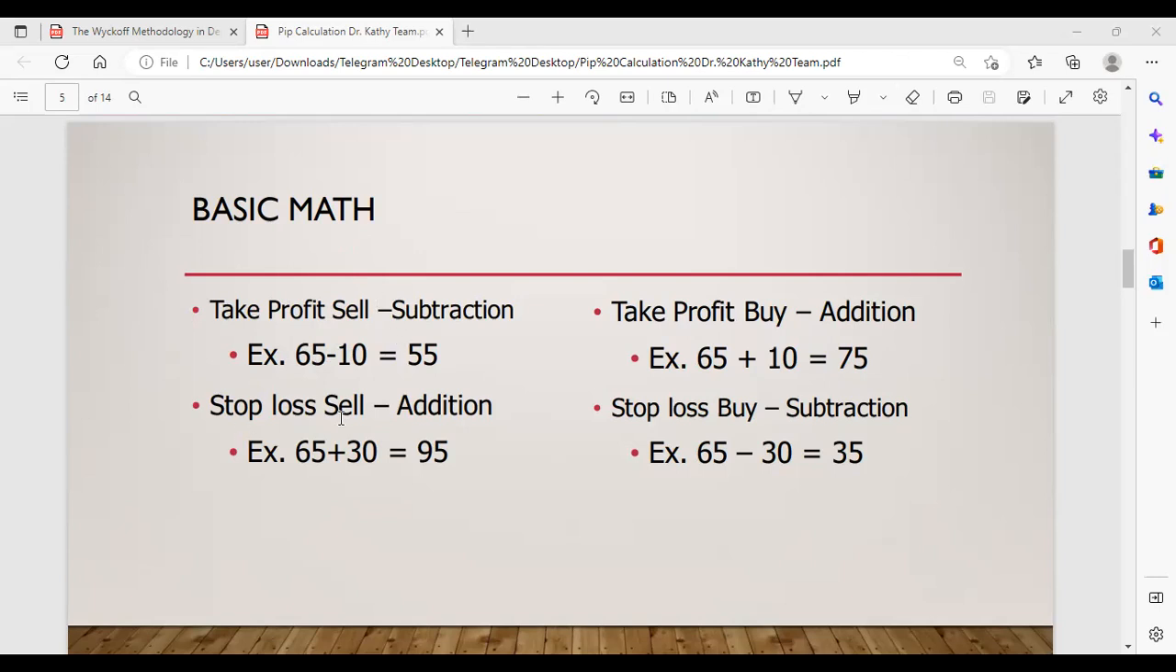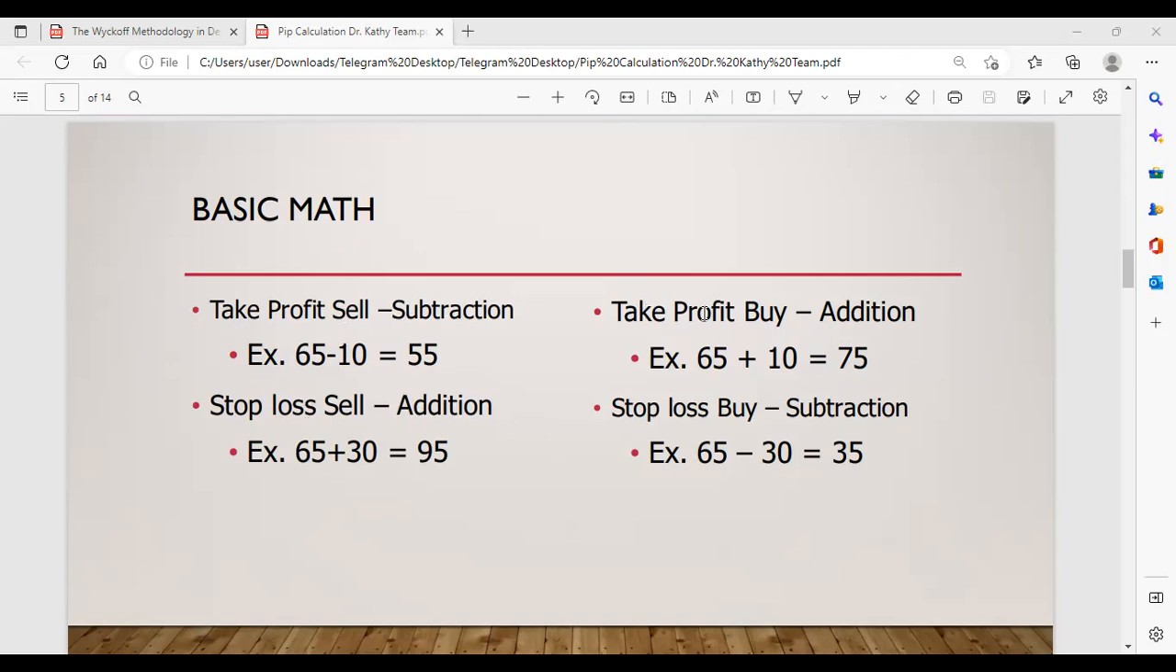Then stop loss. For example, 65 is the entry, plus 30 gives you 95, addition. So whether it's a sell or a buy, we add it. Take profit for a sell is subtraction. Then stop loss for a sell is addition. Listen: stop loss for a sell is addition.